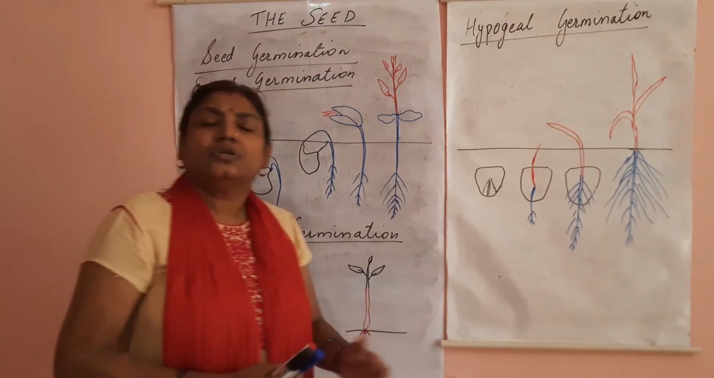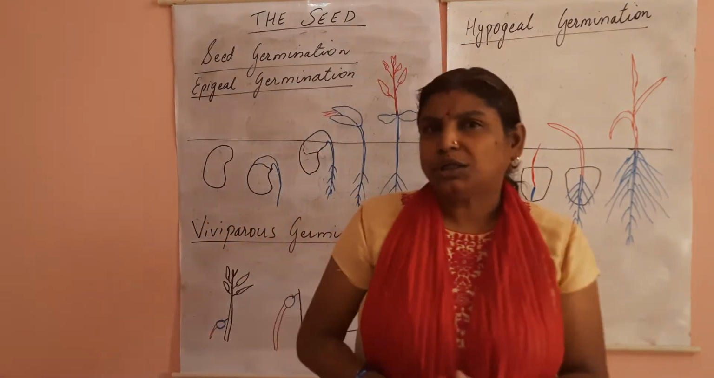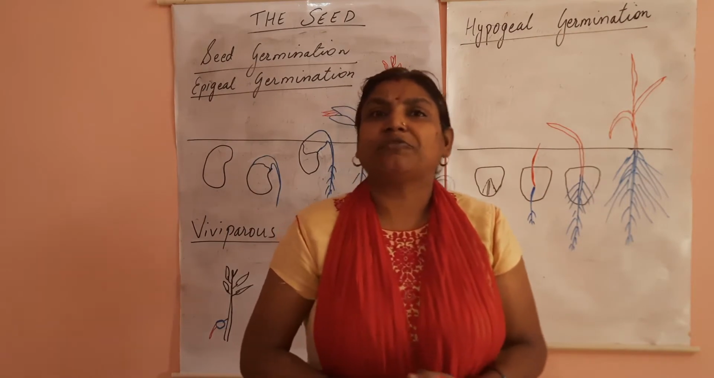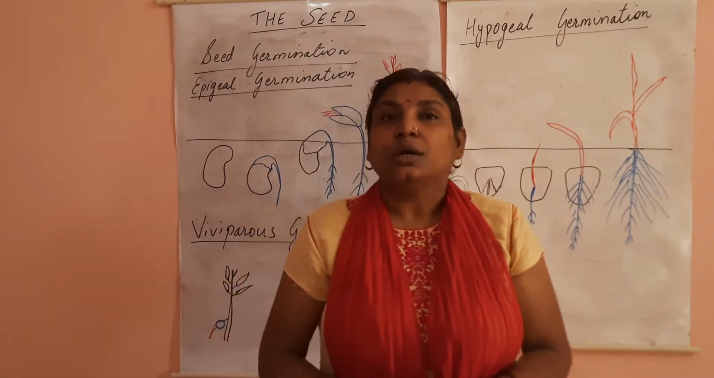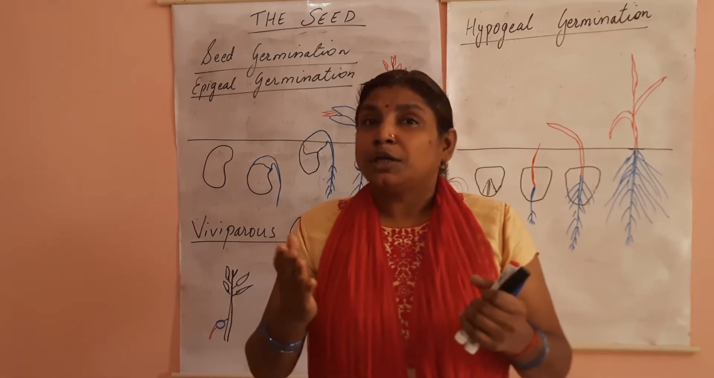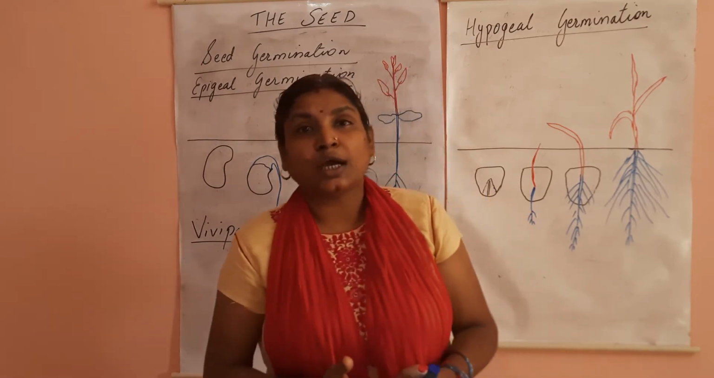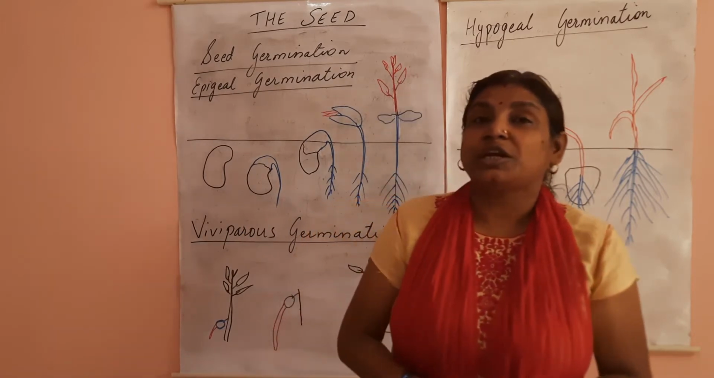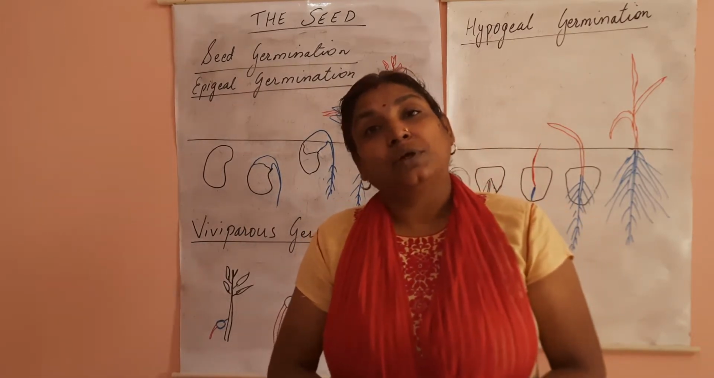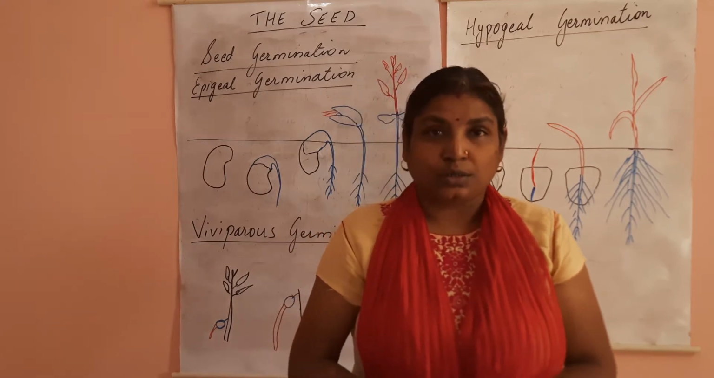Now coming to seed germination. What is germination? So let's begin with the definition of germination. Germination is a process in which the young embryo or the young seedling which is present inside the seed in the dormant state becomes active and develops into a new plant.